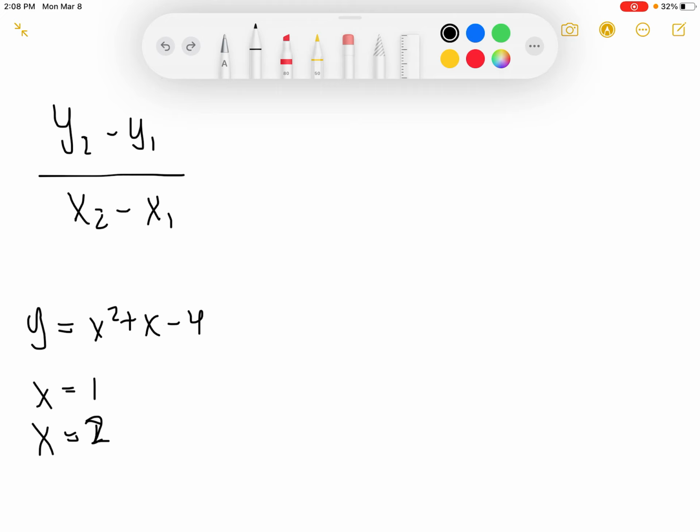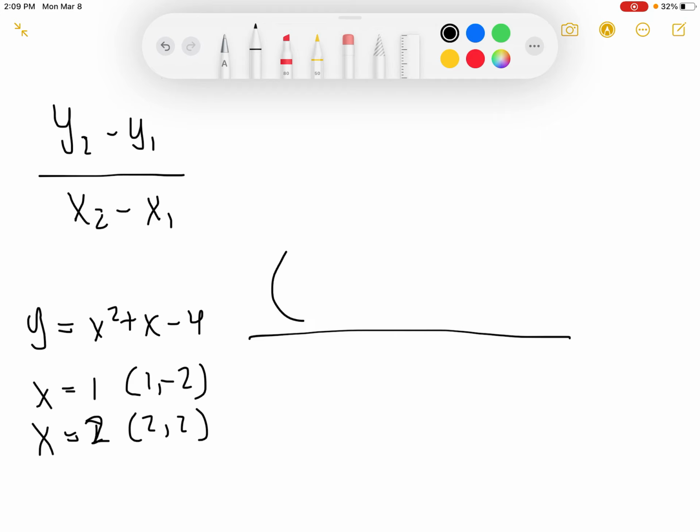So if we plug in 1, we would get negative 2. So that means this coordinate's going to be 1, negative 2. If we plug in 2, you get positive 2. So 2, 2. Now we have our 2 coordinates. All you have to do is plug them into this equation. So let's do this.